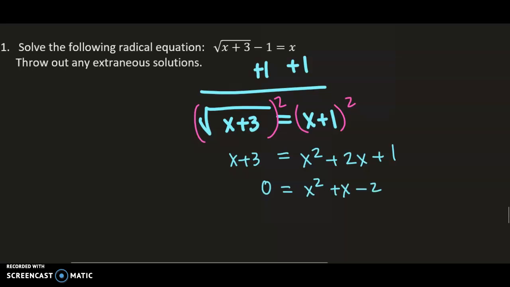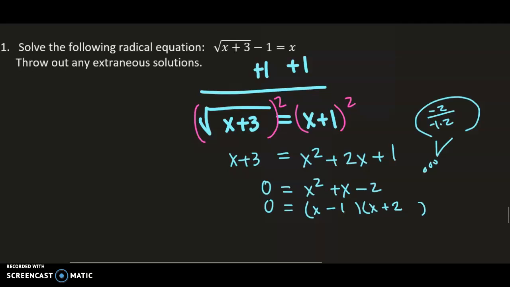and minus 2. So you should be thinking, x, and what two numbers multiply to negative 2 and add to 1? How about negative 1 and 2? Minus 1, plus 2. So our potential solutions are x equals 1, so when x minus 1 equals 0, and x equals negative 2.